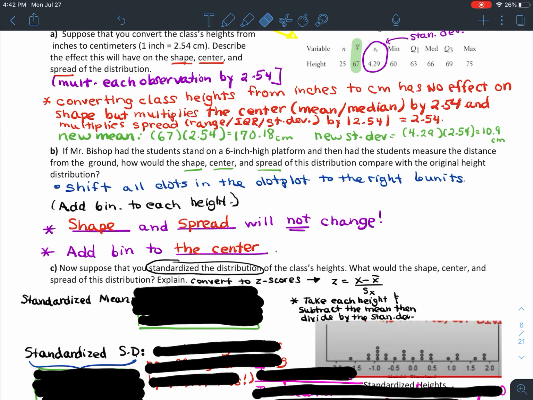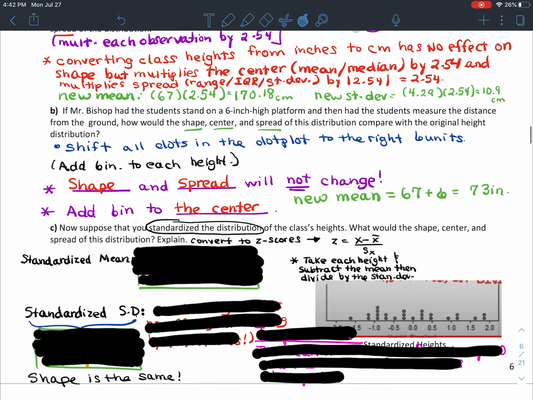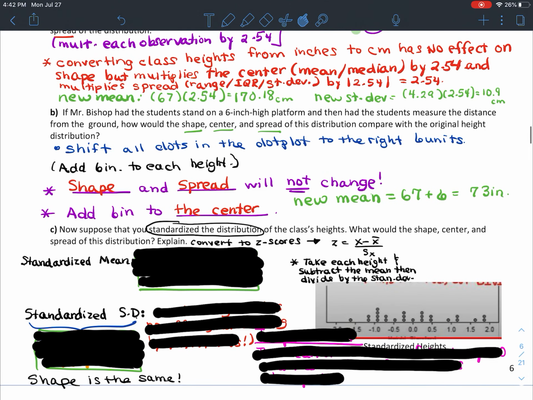Okay, so we would say that the shape and the spread will not change, but you should add 6 inches to whatever the center is. So in this example, we would say the new mean would be 67 plus 6. It would be 73 inches if they stood on a 6-inch platform.